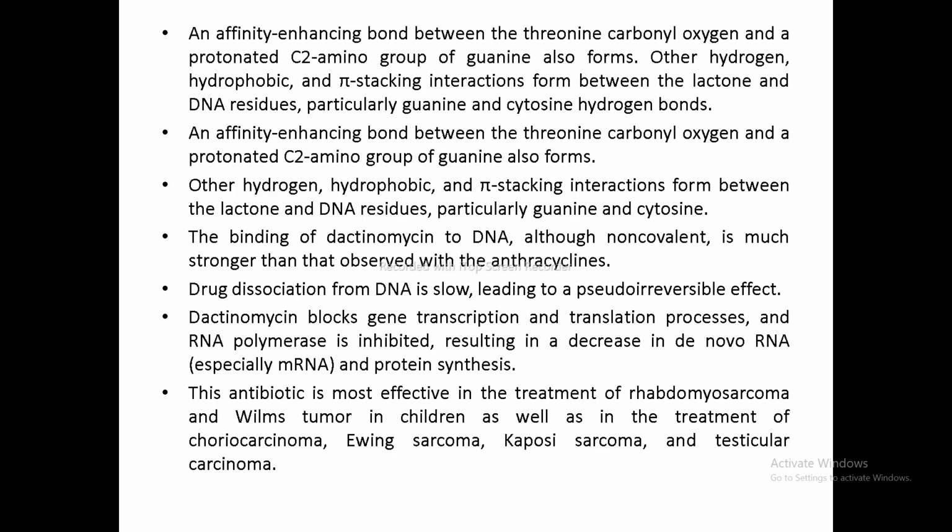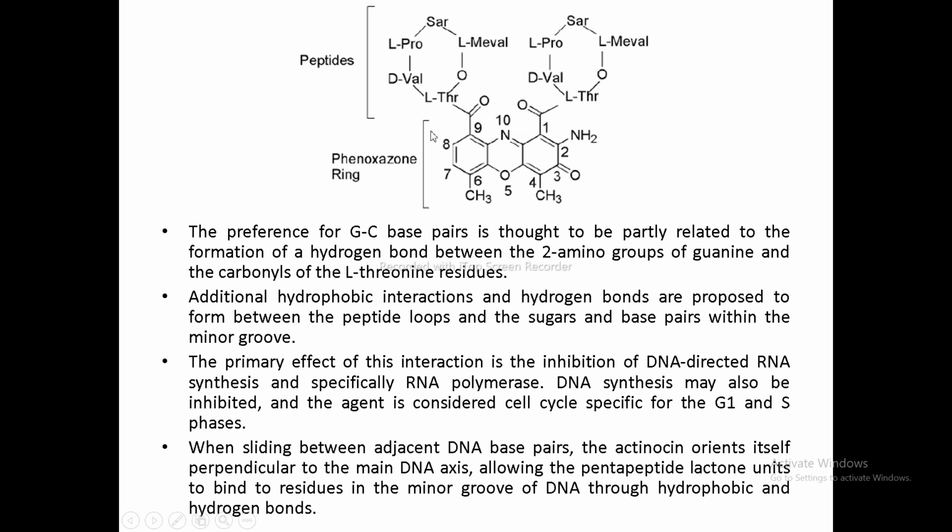An affinity enhancing bond between the threonine carbonyl oxygen. So where is the threonine? Which is present at the peptide, right? So these peptides are made up of what? Amino acids. So all these are amino acids. And if they are amino acids, they contain two groups, that is the amine group and the carboxyl group. As we know, amino acids contain two functional groups, amine and carboxylic acid.